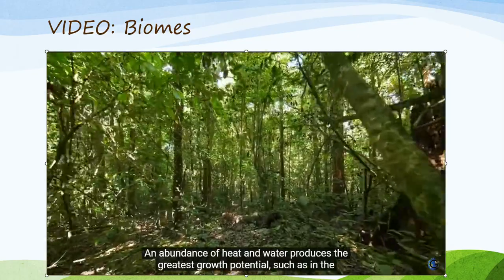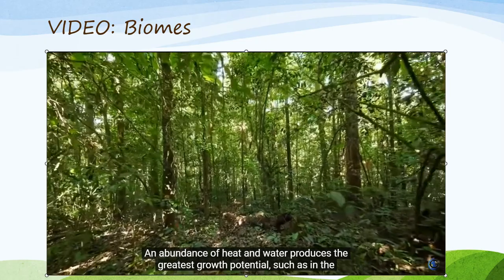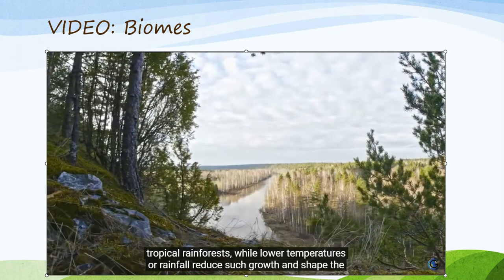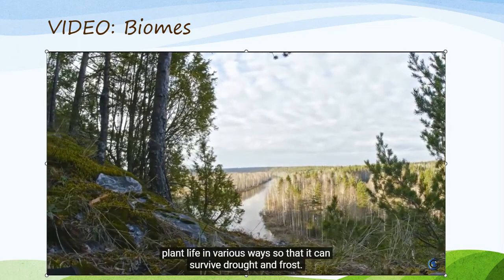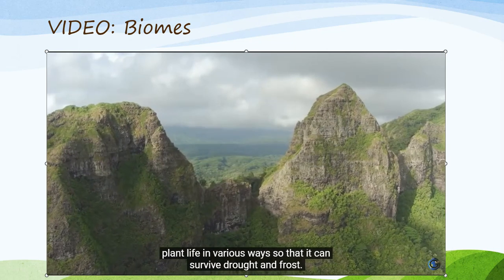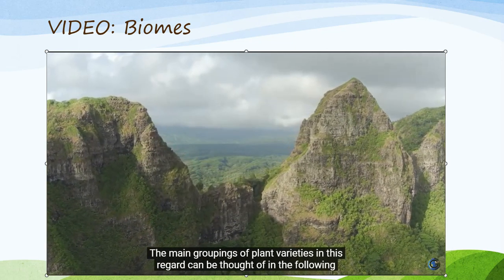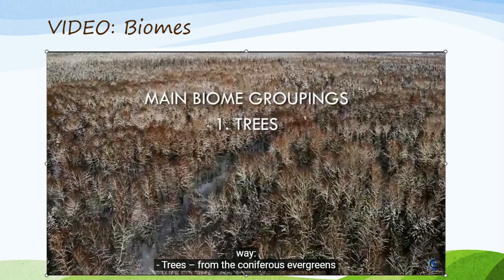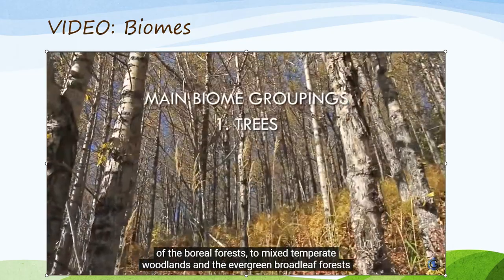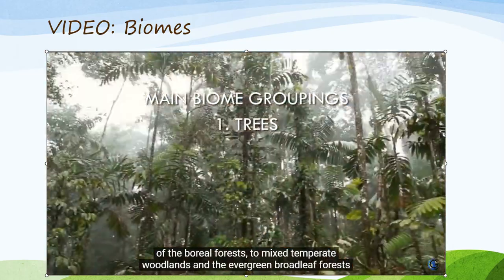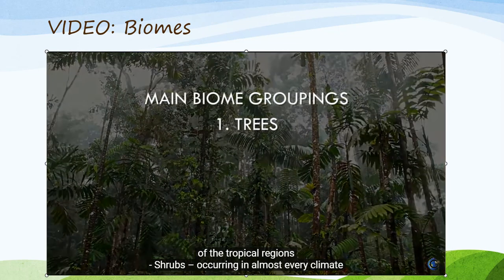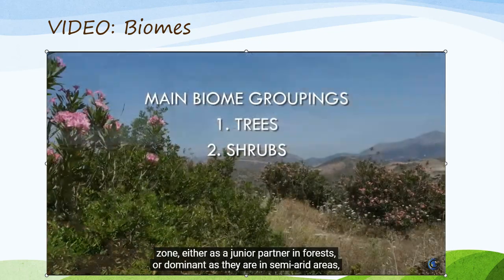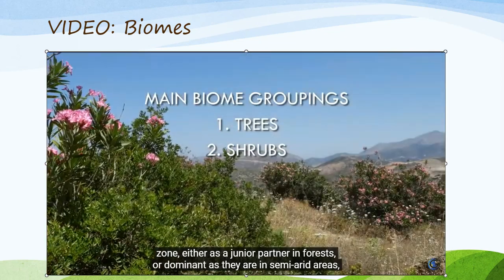An abundance of heat and water produces the greatest growth potential, such as in the tropical rainforests, while lower temperatures or rainfall reduce such growth and shape the plant life in various ways so that it can survive drought and frost. The main groupings of plant varieties in this regard can be thought of in the following way. Trees, from the coniferous evergreens of the boreal forests to mixed temperate woodlands and the evergreen broadleaf forests of the tropical regions. Shrubs, occurring in almost every climate zone, either as a junior partner in forests or dominant as they are in semi-arid areas such as the Mediterranean.